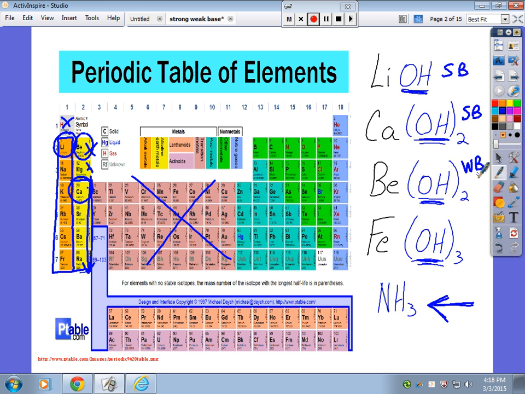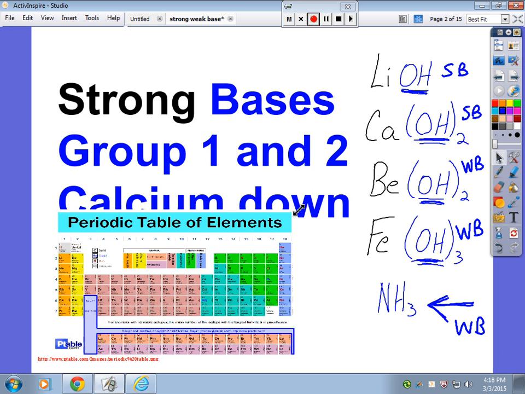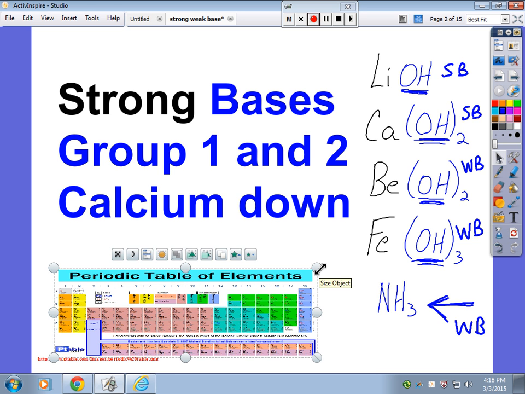What about iron hydroxide? Iron's in here. Is it in group 1 or group 2? No. So it's a weak base. What about ammonia? Well, there's not even OH on there, and it's not even on the periodic table in this format, so I'm going to say it's a weak base. Why? Because it is not group 1 or group 2, calcium down, and that is why. Okay, that's your strong bases.